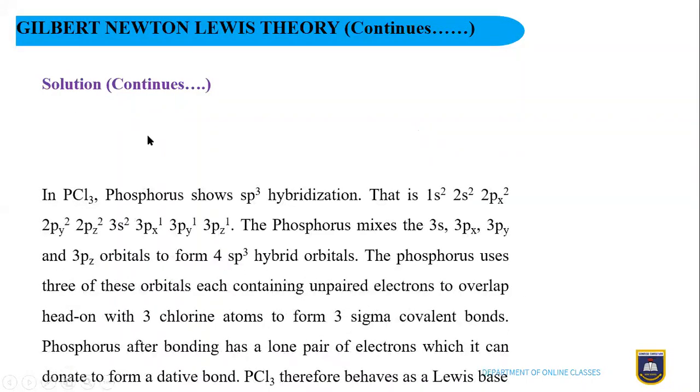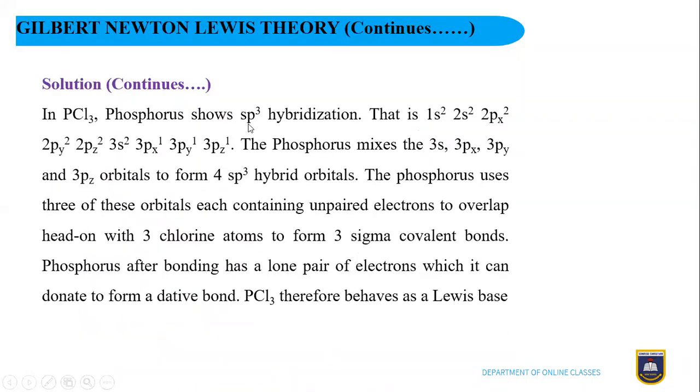Now in phosphorus chloride, phosphorus shows sp3 hybridization. That is, you write the electronic configuration for phosphorus: 1s2, 2s2, 2px2, 2py2, 2pz2, 3s2, 3px1, 3py1, 3pz1. Phosphorus atomic number is 15. All the 3p orbitals will be half filled.